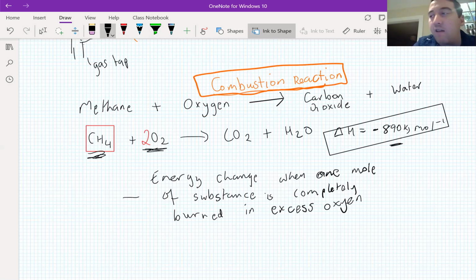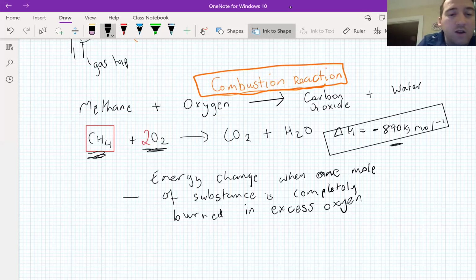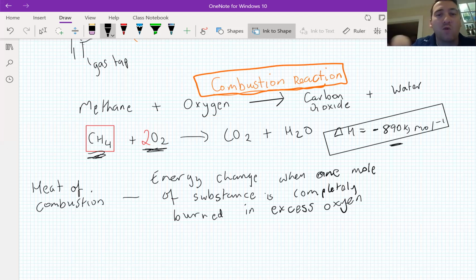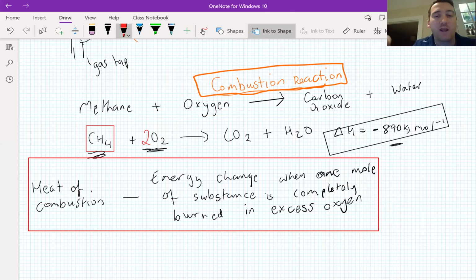What is the general name for this then? We call this the heat of combustion. Combustion because that's the type of reaction we're doing. So it's different from the heat of formation. We're not just talking about forming 1 mole of a product anymore. We're combusting a fuel. So it's a combustion reaction. We're mixing a fuel with oxygen. Okay, so that's what we mean by heat of combustion.